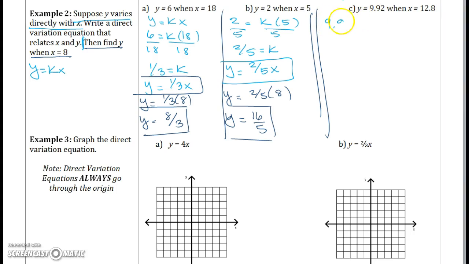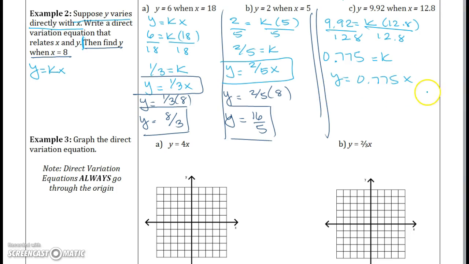Okay, 9.92 equals k times 12.8. Same process, it's just a decimal. Divide by 12.8, divide by 12.8. And if you have a calculator, now would be a great time to use it. If you don't, you're probably just going to copy me. And you're going to get 0.775 is equal to k. So y equals 0.775x. Part 1.